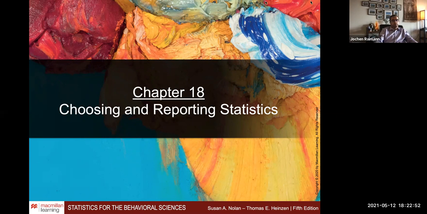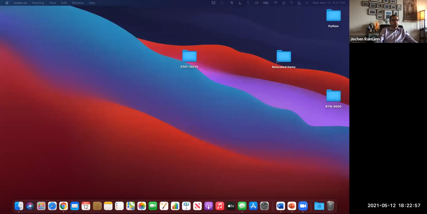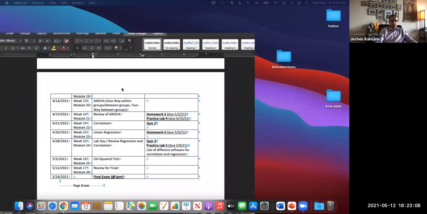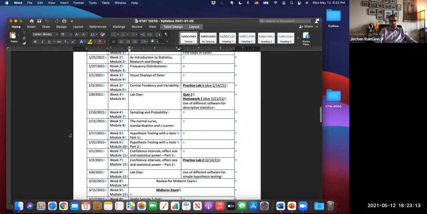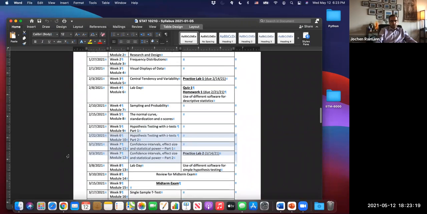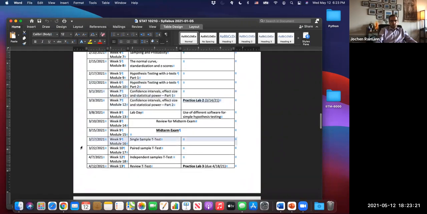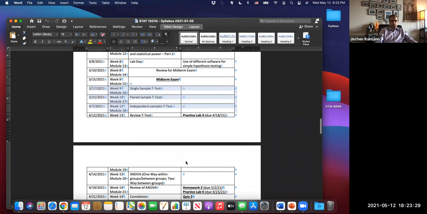I also wanted to briefly make some comments on the final exam that we're writing on the 24th at 1 p.m. So we will have the following chapters for the final. We will be reviewing chapter 7, hypothesis testing, and chapter 8, confidence intervals. We will be going from 9, 10, 11 to single sample t-test, paired sample t-test, and independent sample t-test.